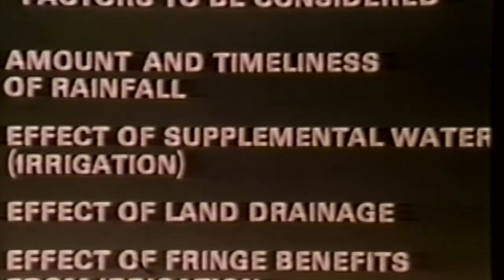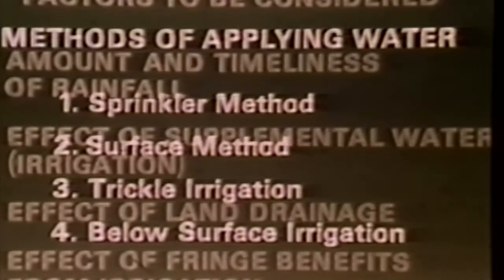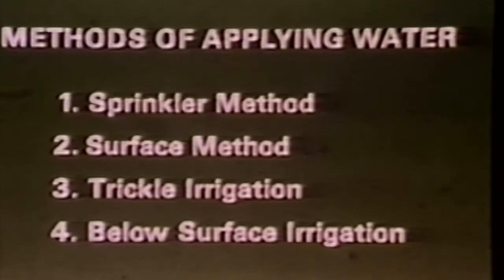In this 5-part series, you have learned there are 4 factors to be considered, all of which have a bearing on crop production as it relates to irrigation. They are the amount and timeliness of rainfall, the effect of adding supplemental water by means of irrigation, the effect of land drainage, and the fringe benefits attributable to irrigation, which are sometimes as important as the water itself. There are 4 basic methods of applying water: the sprinkler method, the surface method, trickle irrigation, and below-surface irrigation or sub-irrigation.